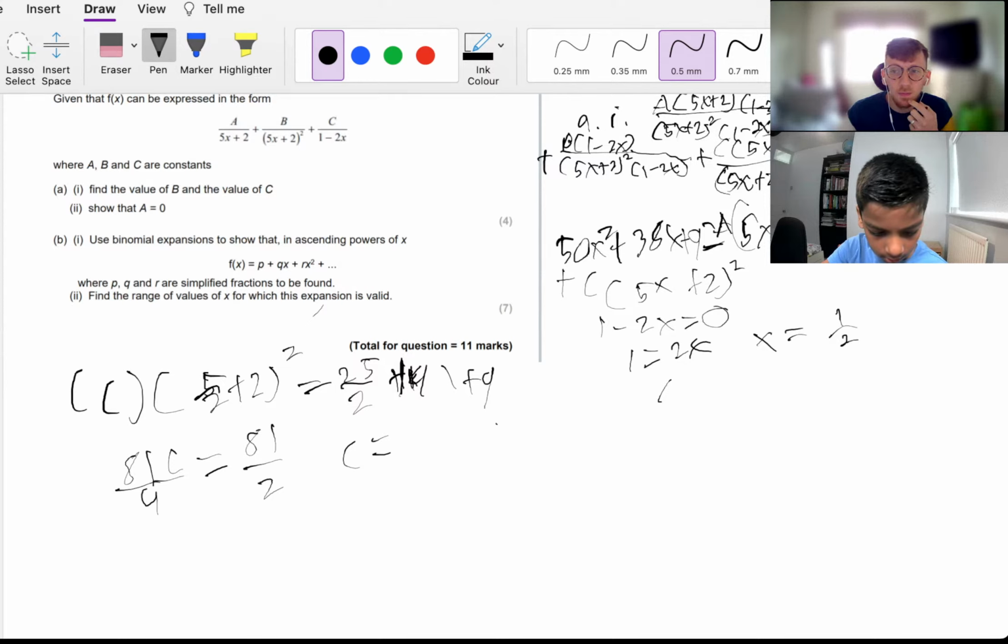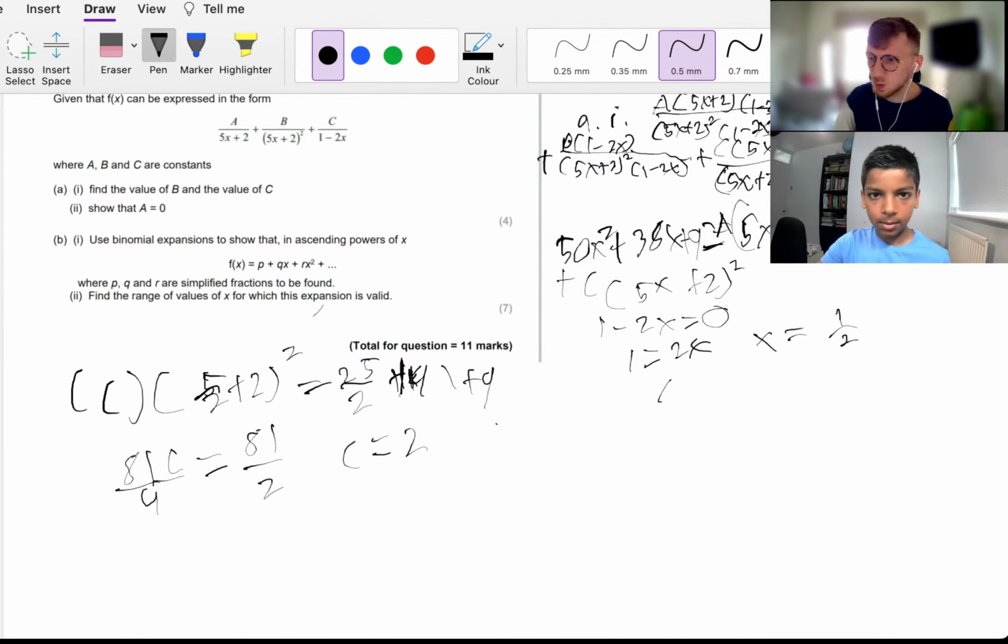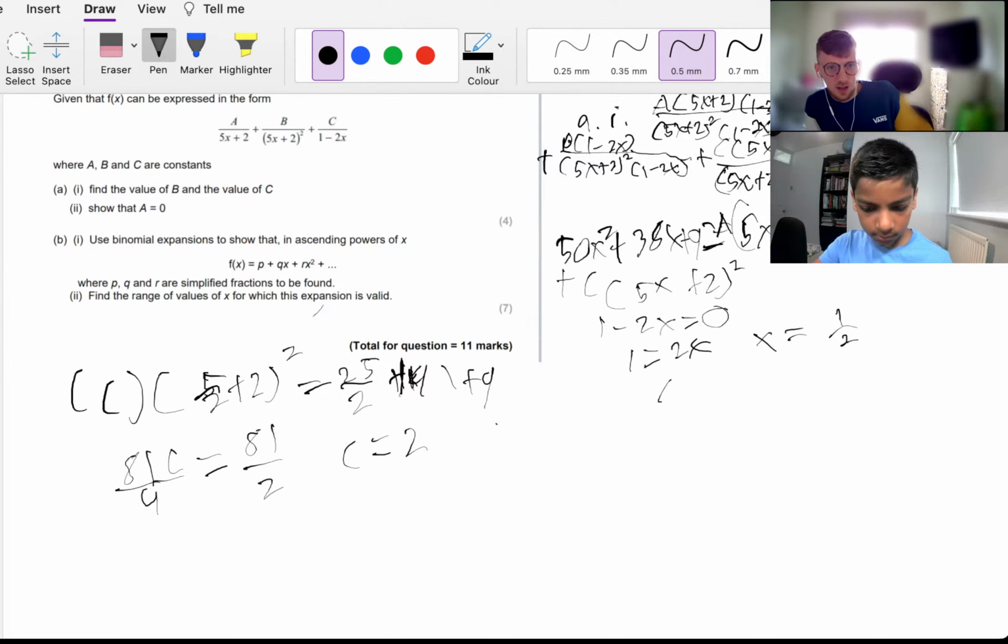So C is 2. Yeah, remember, majority of the time it's going to be an integer, or if it's not an integer, it's probably a nice rational number like a half or something. So if you get something that looks pretty horrible, then go back and check that you've done it right. Not to say that it's always an integer or a nice number, but majority of the time it is. So always just double check.